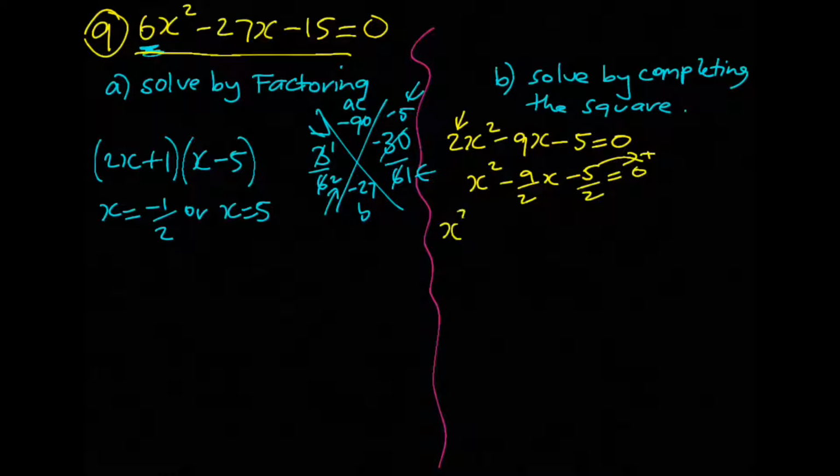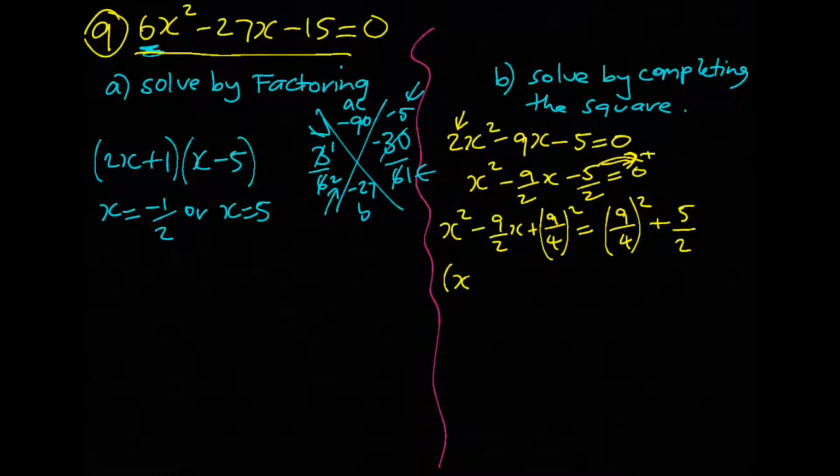So we've got x squared minus 9 on 2x plus 9 on 4, because that's half the b value, all squared. And then we've got to add the same to the other side to cancel it. And then we've got the 5 on 2 that comes across here. So we've got x minus 9 on 4 all squared is equal to 81 on 16 plus 5 on 2. So let's get the same common denominator. That equals 121 on 16.